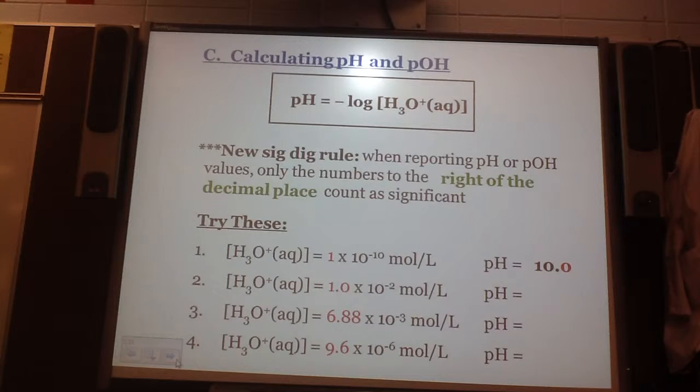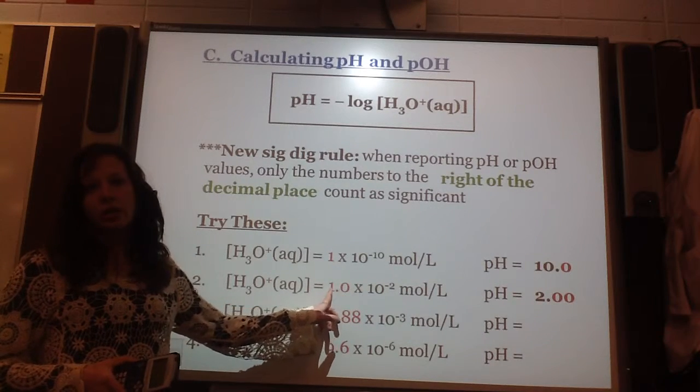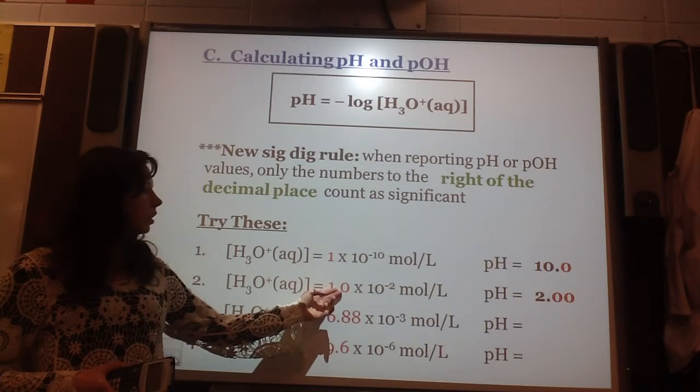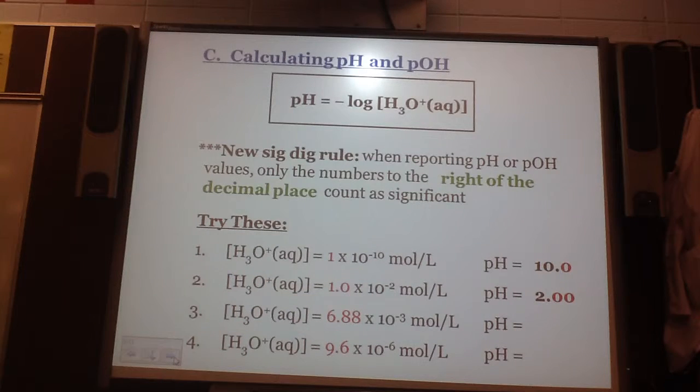Here we're given 1 sig dig, so you put 1 sig dig after the decimal place. For the next one, we have 2 sig digs. When you're reading the sig digs, it's sig digs as normal, but when you're giving the answer, for the hydronium ion concentration, it's the same sig digs, but for the actual pH or pOH, it only counts for after the decimal place. Okay, try putting the next one in.